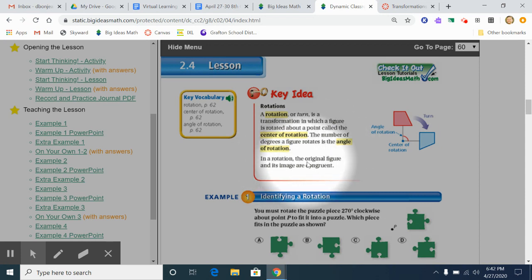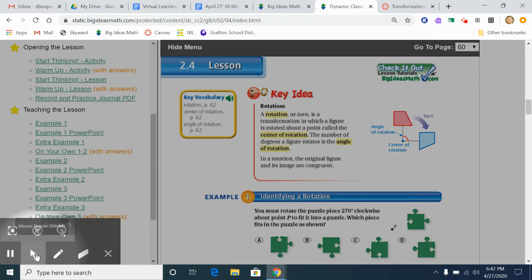In a rotation, the original figure and its image are congruent. So they're just saying that even when we rotate a figure into an image, it's still going to be congruent to the original. All right, so everything is equal. The angles, the sides, they're still equal. It's just transformed in a different way. Here's a quick example of what that's going to look like. We're just turning an original figure into an image.